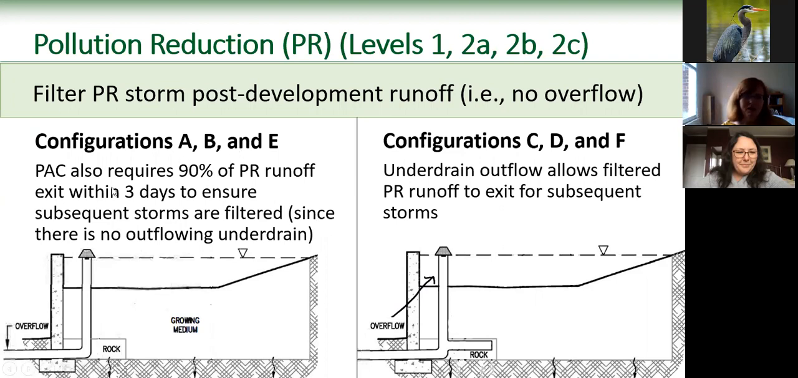So for A, B, and E, the pack also requires that 90% of the pollution reduction runoff has to exit within 3 days to ensure subsequent storms are filtered, because there's no overflow outflowing under drain. For configuration C, D, and F, that's not necessary because as soon as it filters through, it's able to either infiltrate or exit through the under drain. So it will be able to exit in time.